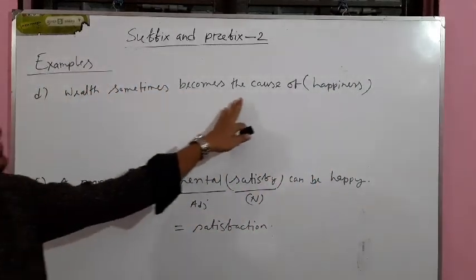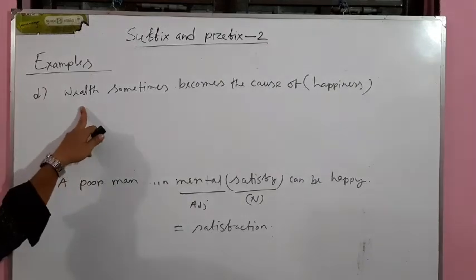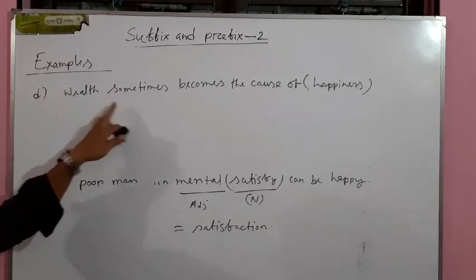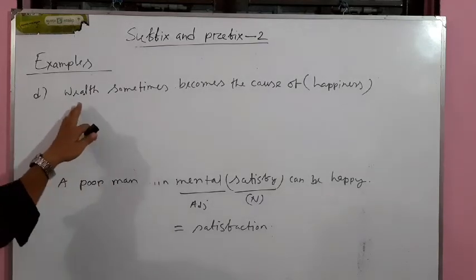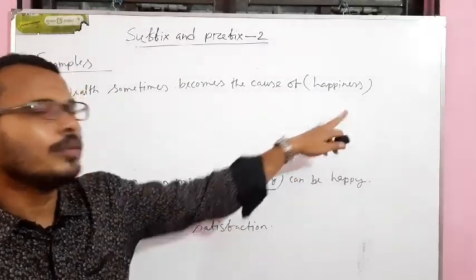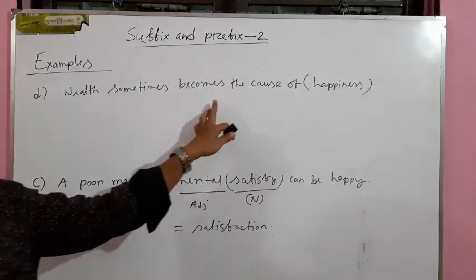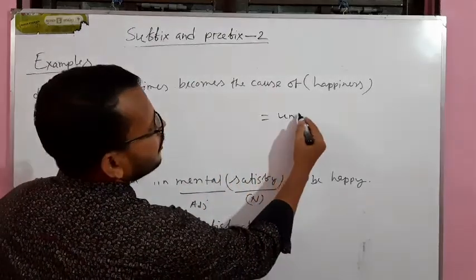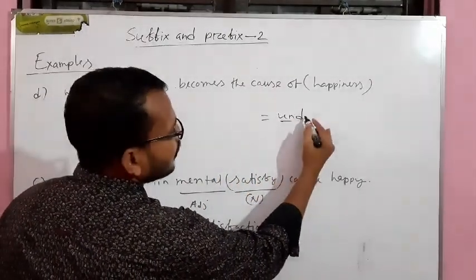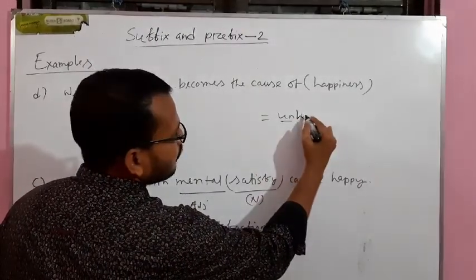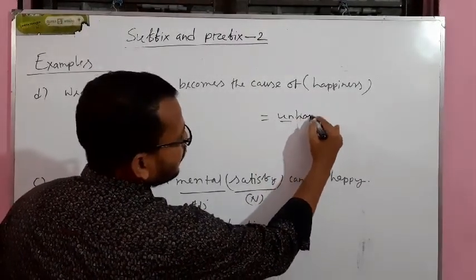Wealth sometimes becomes the cause of. As there is wealth, and all through the sentences we are talking about the negative side of wealth, so we will have to use the opposite word of happiness, because wealth sometimes becomes the cause of not happiness, it will be unhappiness. By adding the prefix un, unhappiness. The next part will remain all the same, happiness.